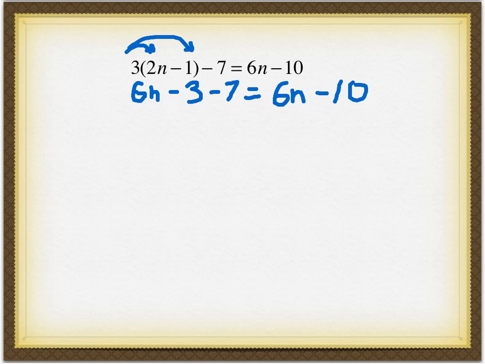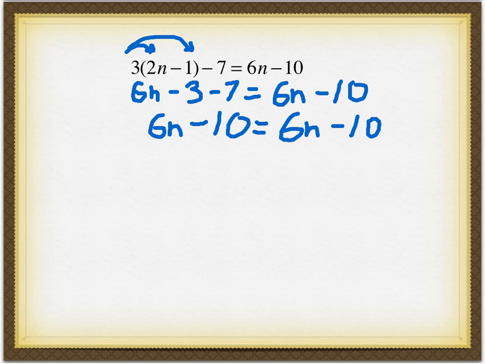Alright, so now I'm going to try to simplify the left side. I notice that negative 3 minus 7 is negative 10, or minus 10. And I have 6n minus 10 here. Now already you can kind of tell that we have the same thing on both sides. 6n minus 10 equals 6n minus 10.